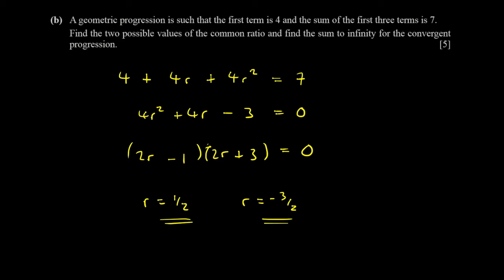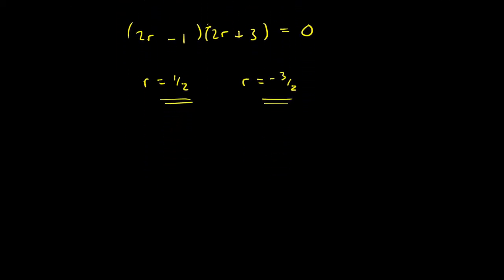Find the sum to infinity for the convergent progression. Well, look, for a convergent progression, what we require is that the common ratio must be between negative 1 and positive 1 for convergence. Now, why is that?